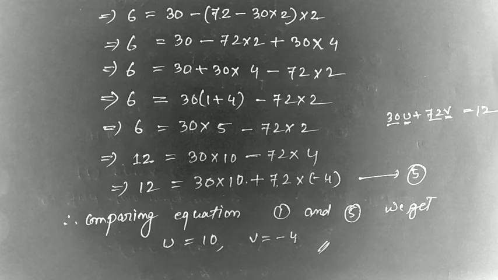So comparing equation 1 and 5: equation number 1 was 30u plus 72v is equal to 12. With 30 we have u, and here with 30 we have 10, that means u is equal to 10. With 72 we have v, and with 72 we have minus 4, that means v is minus 4. So that's it, a very important sum and easy.